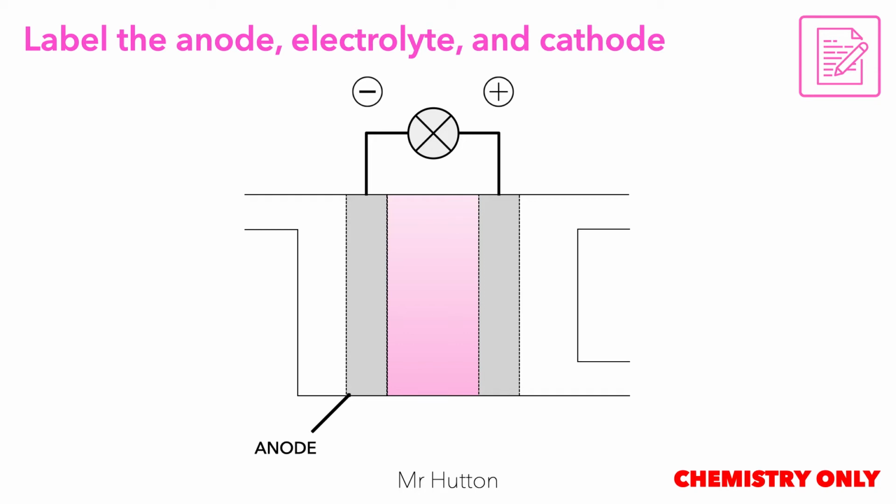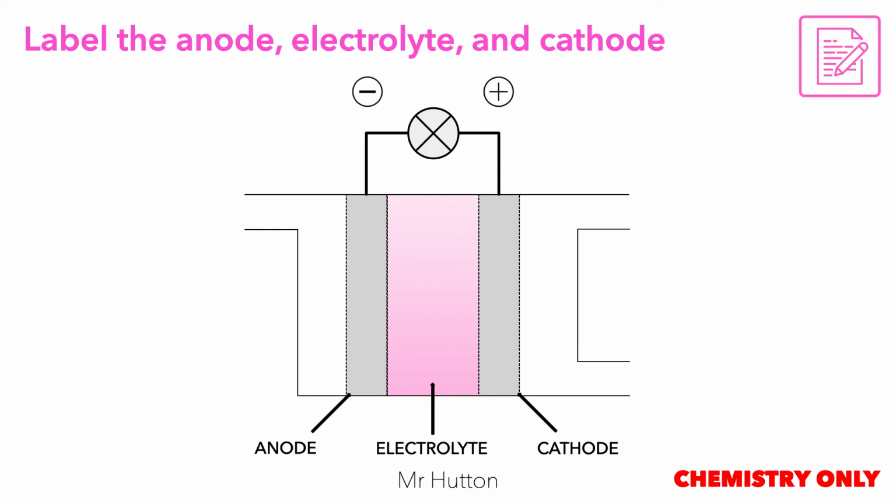You might remember the PANIC acronym: positive anode, negative is cathode. But this time the anode is negative here. Our electrolyte is the pink solution in the middle there, and the cathode is on the right hand side.